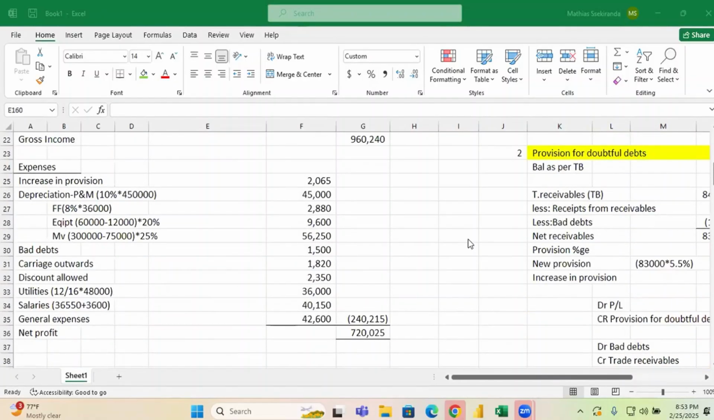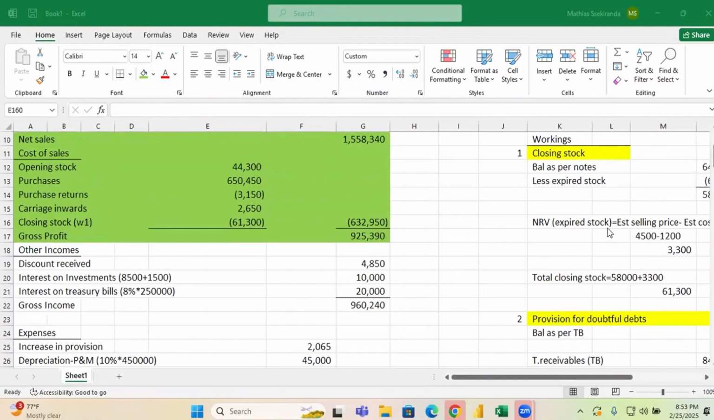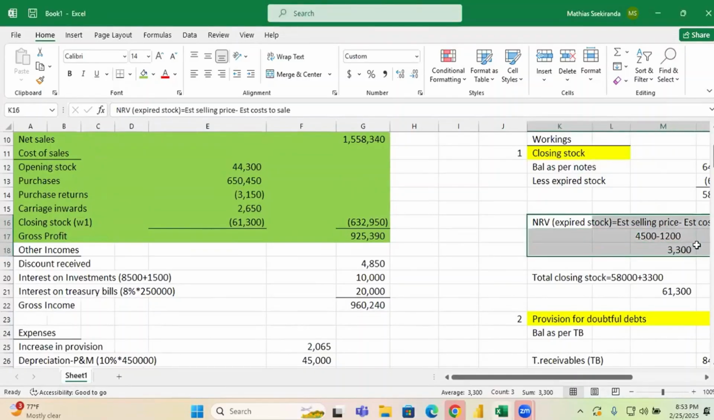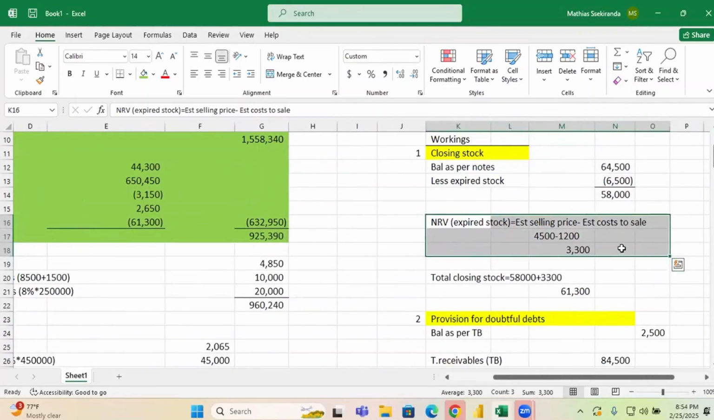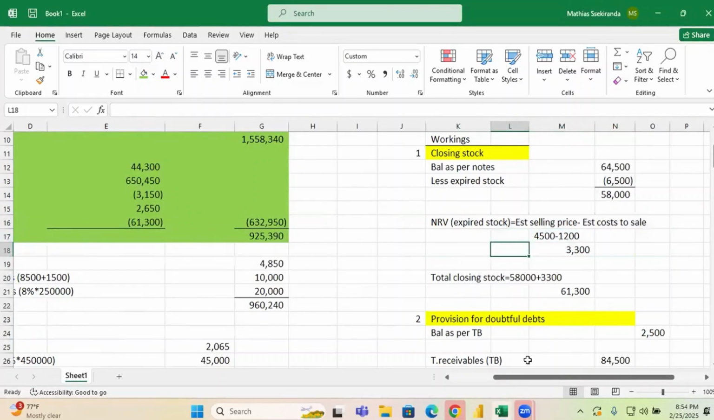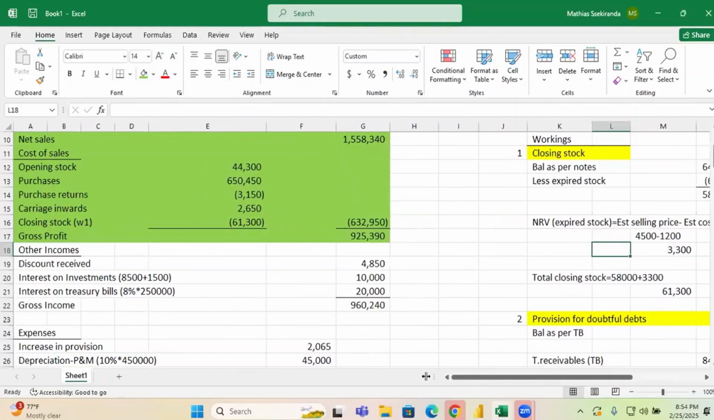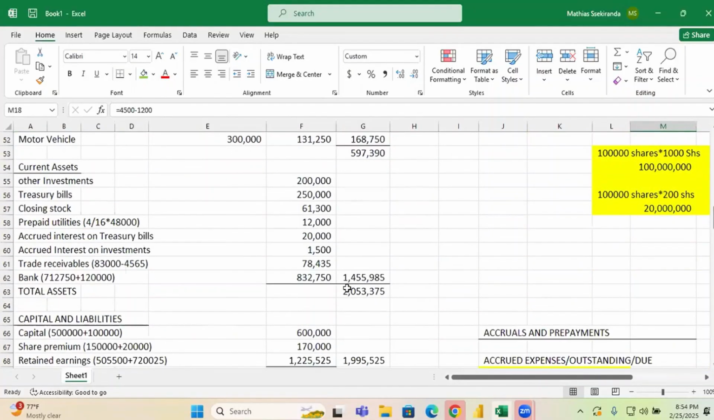So for the damaged goods from which you can acquire some amount of money, we compute the net realizable value: estimated selling price minus estimated cost to sell. Those figures will be given, so you refer to this working in this recording. When you are reviewing this recording, we treat them the same way. As long as it is damaged but we can still get something out of it, we get the net realizable value, which is added to the cost of the other inventory.